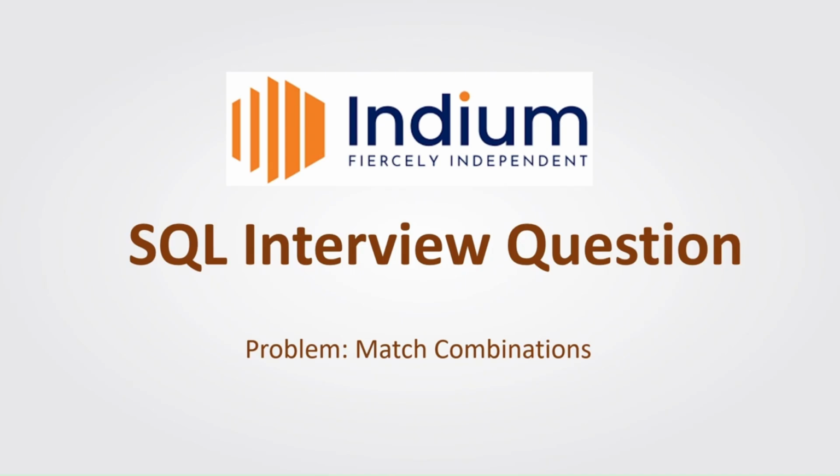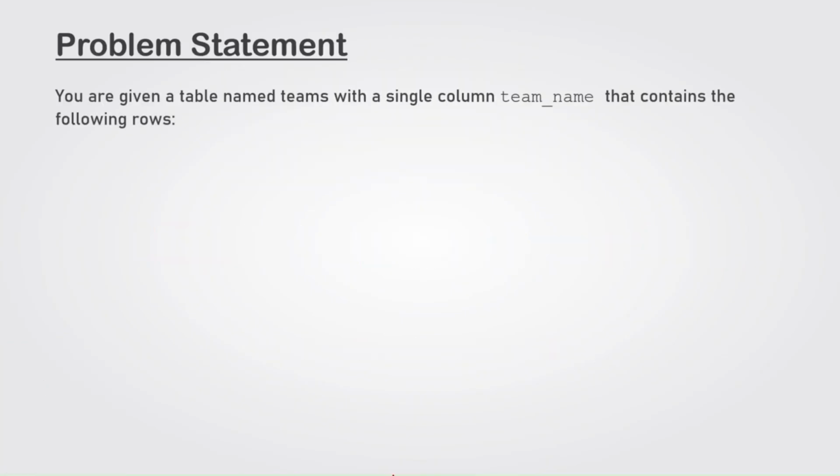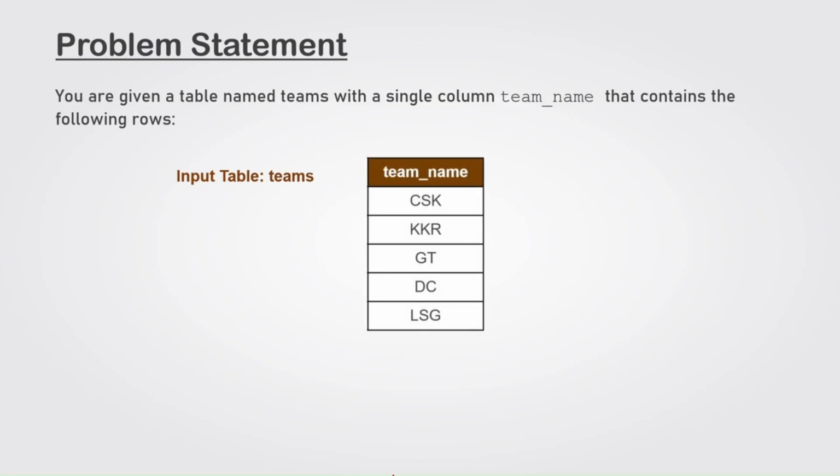So the question is on finding the possible cricket match combinations. Let's understand the question over here. The problem statement is that you are given a table named teams with a single column, team name, that contains the following rows. So here is your input table, and these are the rows that you have been given: CSK, KKR, GT, DC and LSG. Okay, so these are the cricket teams.